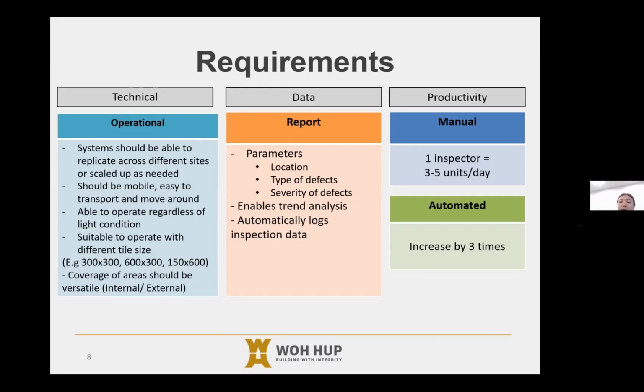Now, currently on the productivity, we are on the manual side. One inspector does 3 to 5 units. So with this implementation, we are looking at an improvement of 3 times productivity.